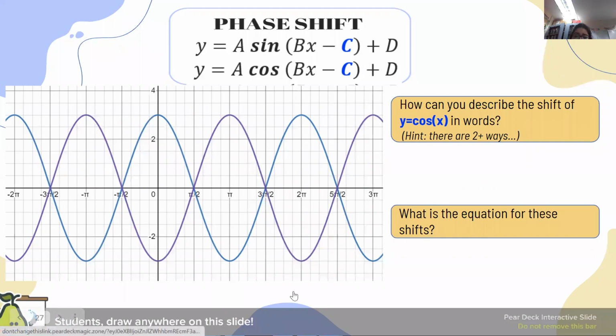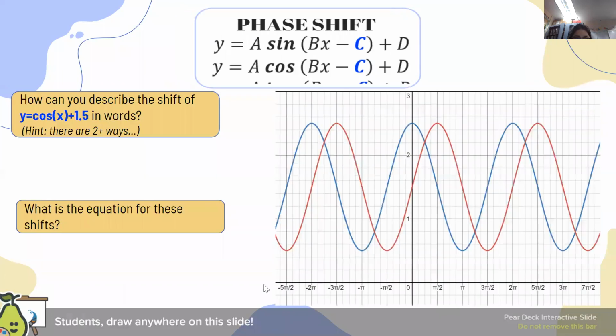And this one, honestly, I could have done it again. Not only could I have moved it over pi units, I could have moved it over 2 pi units and started my cycle of cosine again. So it's very easy to find infinitely many ways to shift these around.